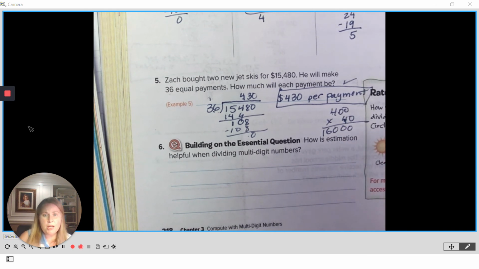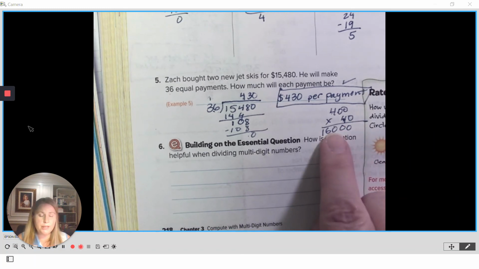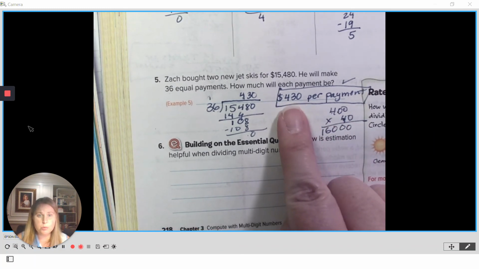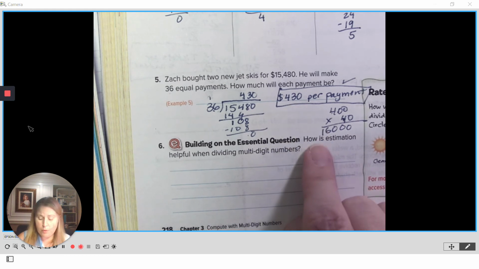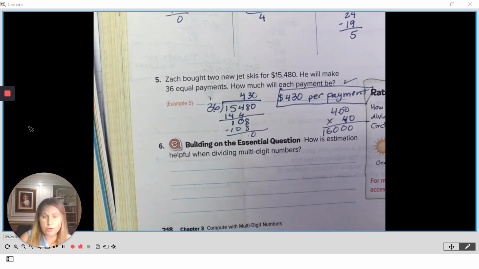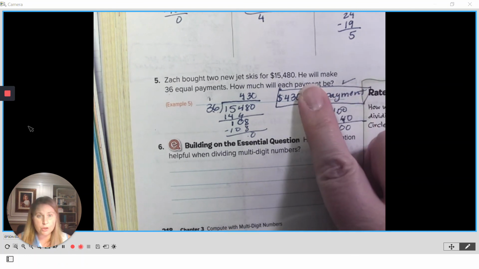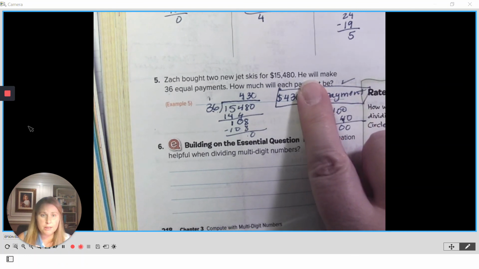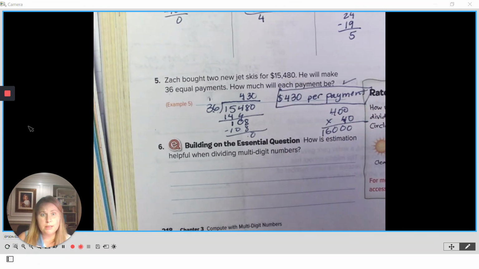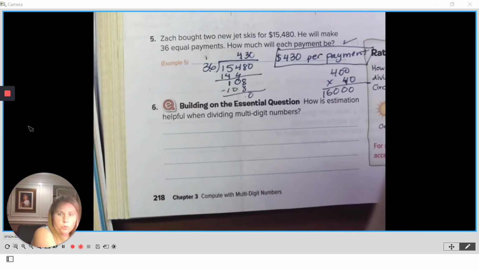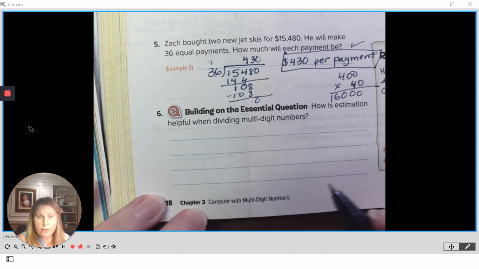How is estimation helpful? Well, that's what we just did right here. We used that estimation to make sure our answer was reasonable, so we know if we're in the right ballpark. So it can help you to determine whether your answer is reasonable, if it makes sense or not. So if my answer were $43 per payment, that wouldn't get us close to the $16,000.